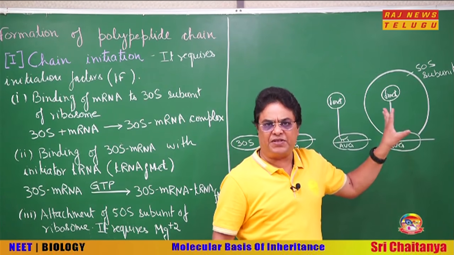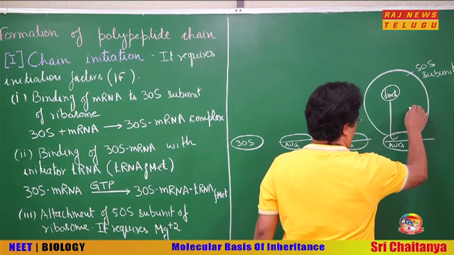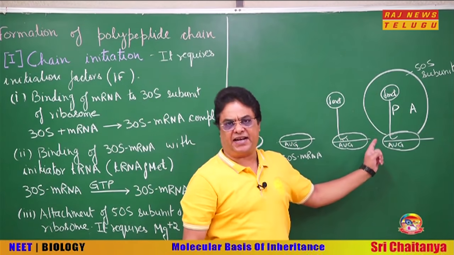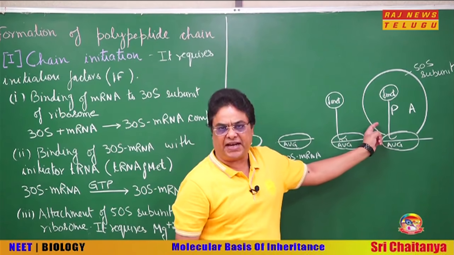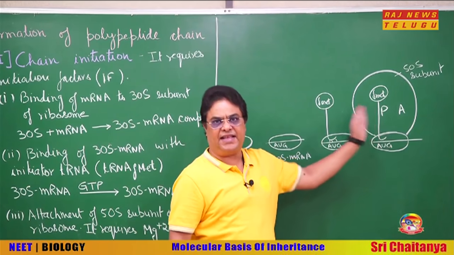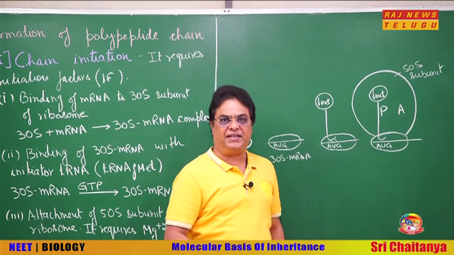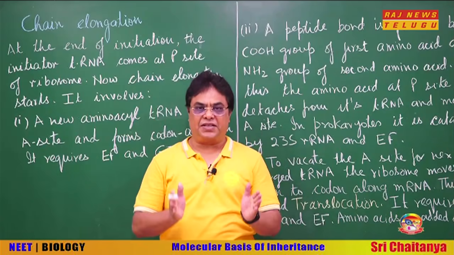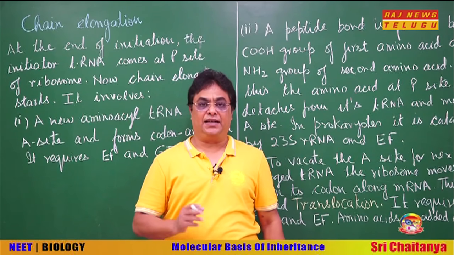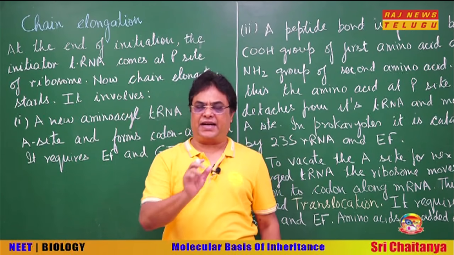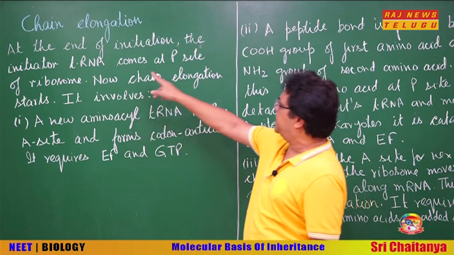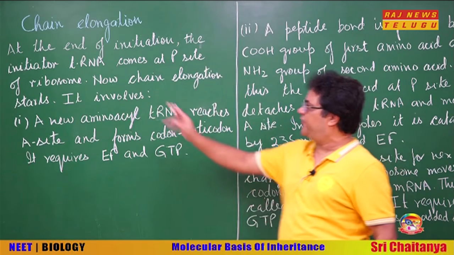At this time the ribosome has two sites, an A site and a P site. The initiator tRNA directly occupies the P site. All subsequent charged tRNAs will first come to the A site and then move to the P site. So with this we complete the initiation process. The larger subunit of the ribosome has two sites, a P site and an A site, and the initiator tRNA directly comes to the P site. As you can see, at the end of initiation, the initiator tRNA comes at the P site of the ribosome.